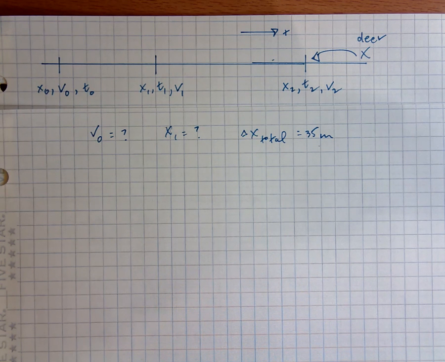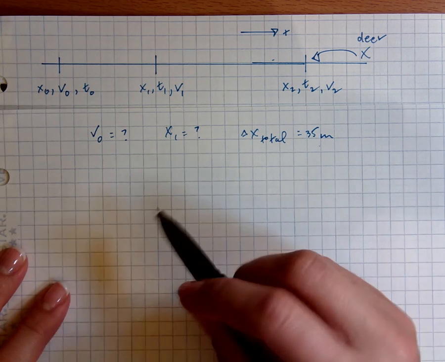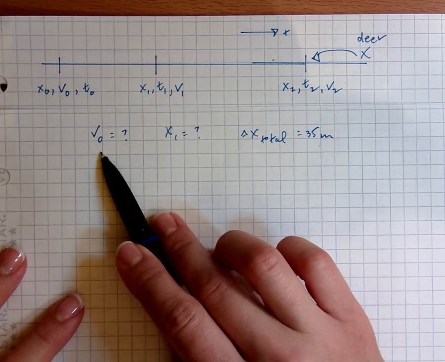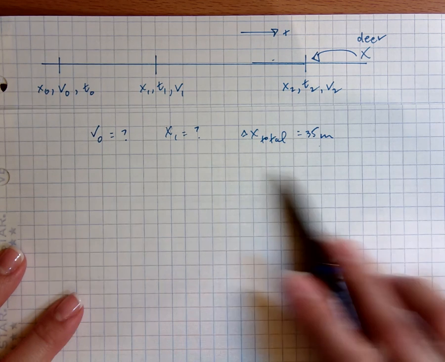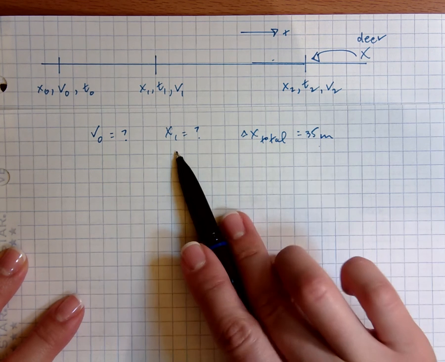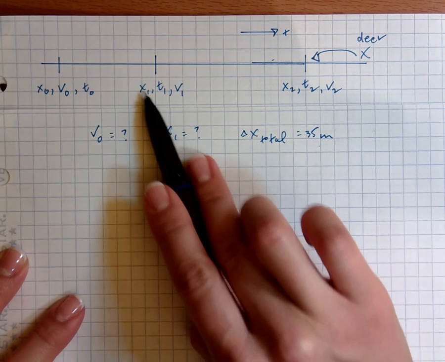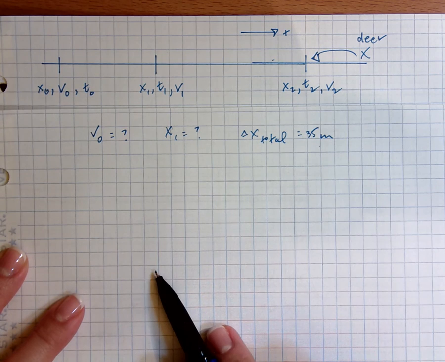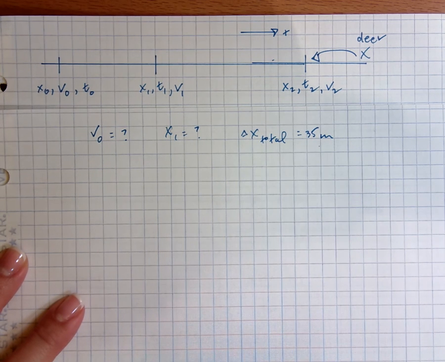So now we'll start the second part of 2.47, and that part says, what is the maximum speed you could have and still not hit the deer? So what's changed? Well, what's changed is they're asking for the initial velocity so that you go a total displacement of 35 meters. So now we don't know what the initial velocity is. We also don't know what the position is at point 1. And the deer is our final point.